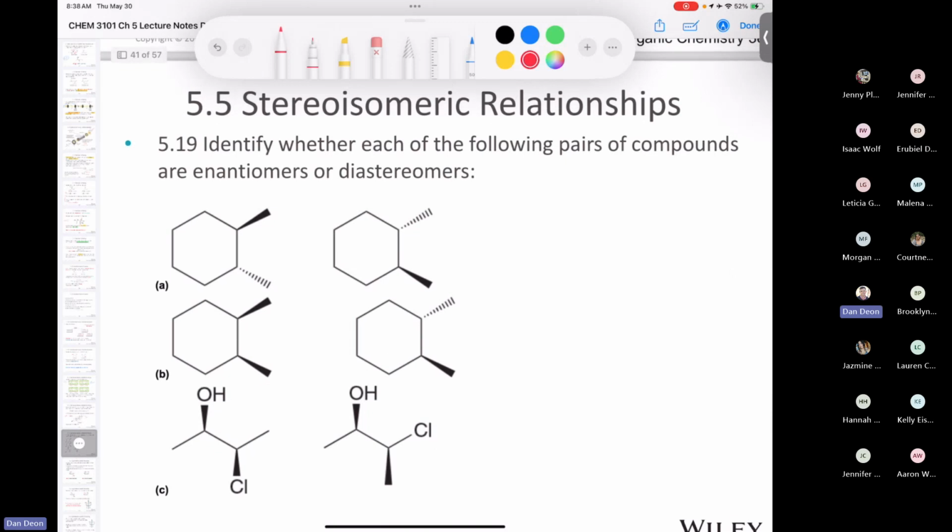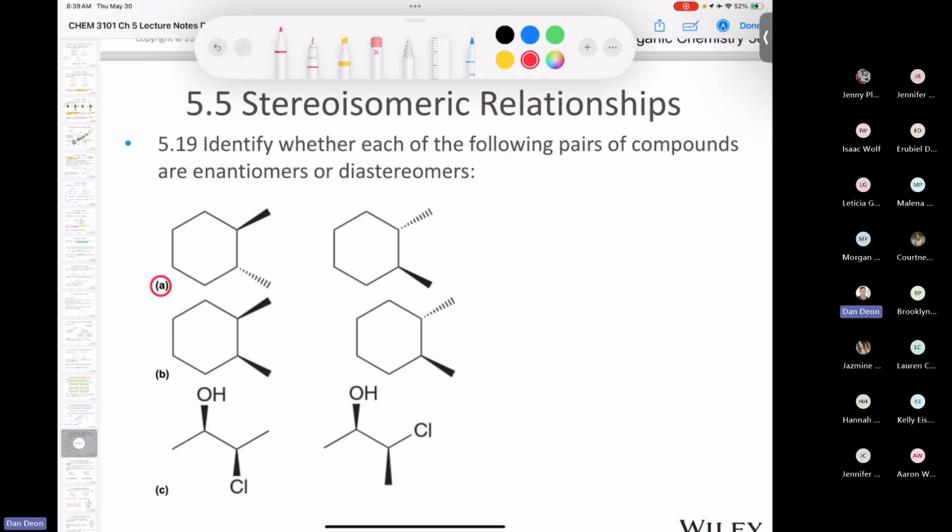So now what we're going to do is look at pairs of compounds and figure out whether they are enantiomers or diastereomers, okay? The first two are pretty quick. If I look at A, without too much thinking, could anybody tell me, would these two compounds be enantiomers or diastereomers? And there's no trick questions. There's no trying to fool you or tease you.